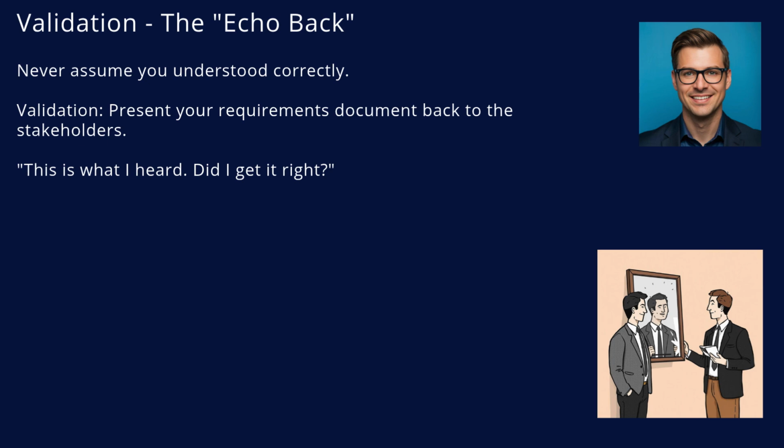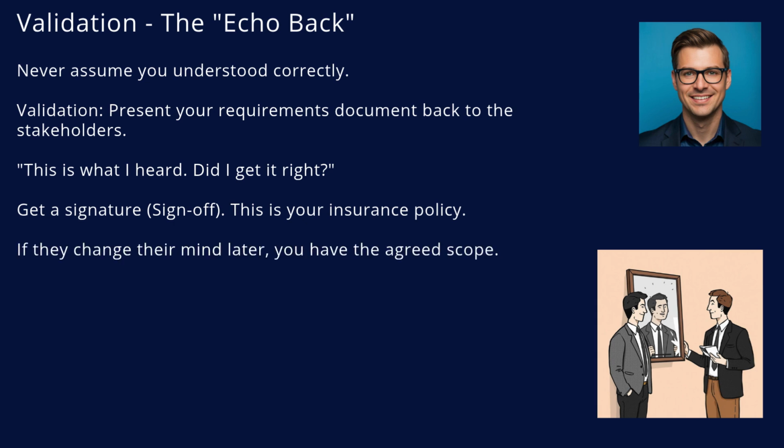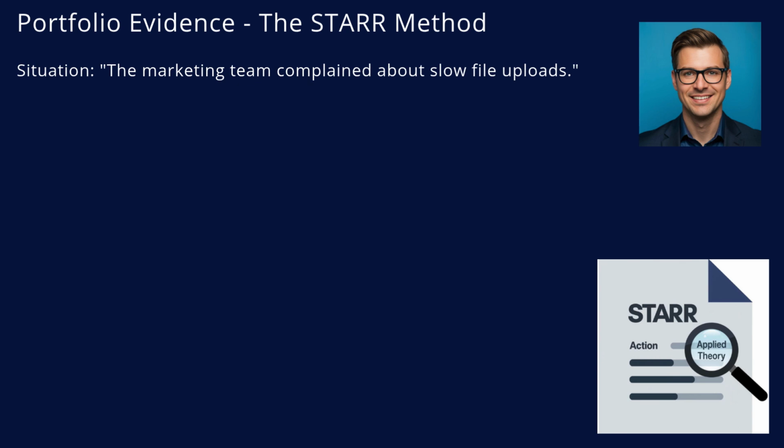Walk them through it point by point. You said reliability is more important than speed, correct? Then, get a signature. This is your sign-off. It is your insurance policy. If they come back in 3 months and say, why isn't it faster, you can point to the agreed document where they prioritized reliability. For your portfolio, S56 allows you to demonstrate your communication skills.